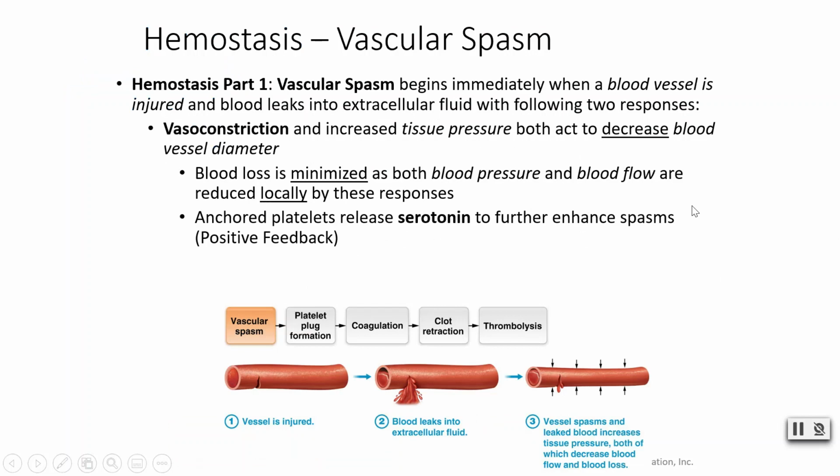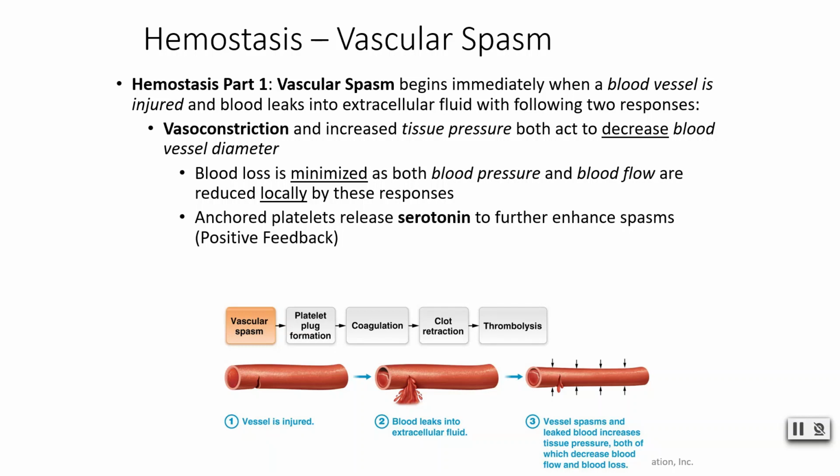So, step number 1, vascular spasm. As soon as you damage your blood vessel, we're immediately going to go into vascular spasms. One of the things that this does is it reduces how much blood you're going to lose. Because how are we going to spasm? We're going to vasoconstrict. We are also going to increase the blood pressure in that vessel to help with the constriction. These are both going to decrease the blood vessel diameter.